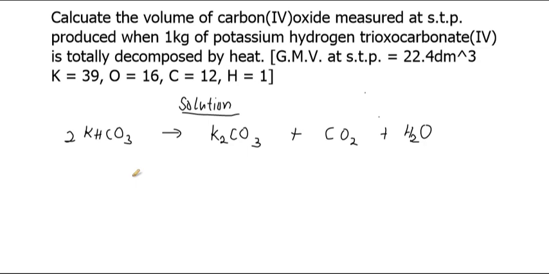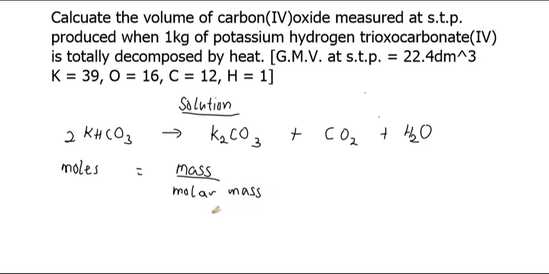Now after writing out the balanced chemical equation, going back to the question, we are being made to know that 1 kg of potassium hydrogen trioxocarbonate 4 was decomposed. So now we are given the mass that was decomposed, but we do not know the moles of KHCO3 that was decomposed. So to proceed with any calculation, that will be the first thing we'll be calculating, so as to have a stoichiometric relationship in our calculation. We have moles to be equal to mass over molar mass.